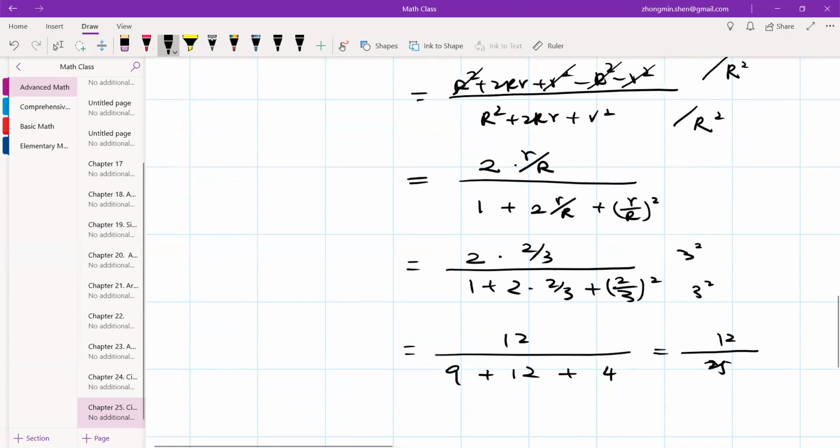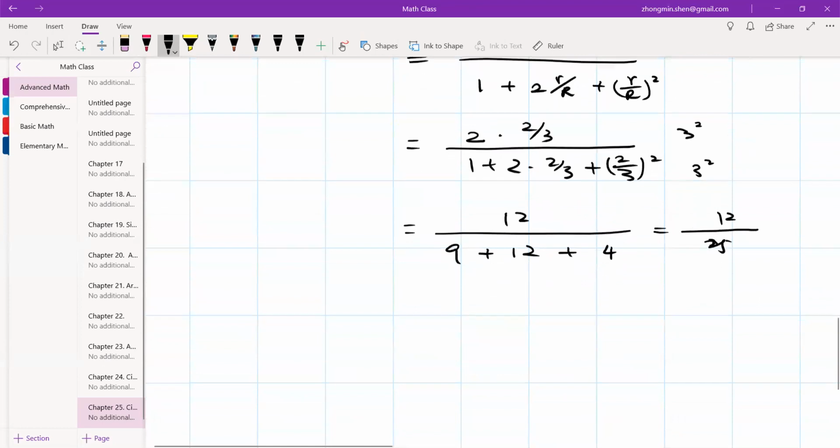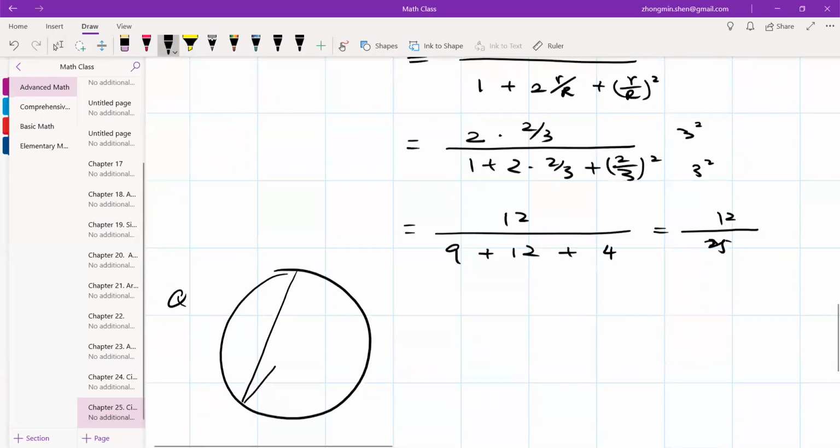So now we're going to use the theorem to solve the following problem. Suppose we have a circle, and this is a center O. O is a center, right? And that's a beta. That's a theta.